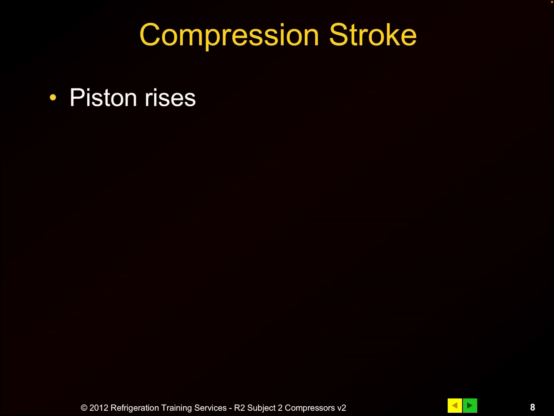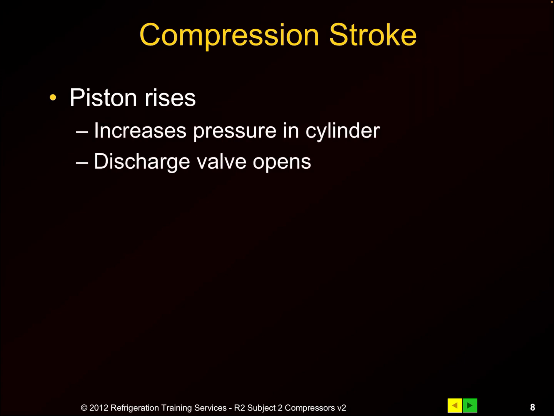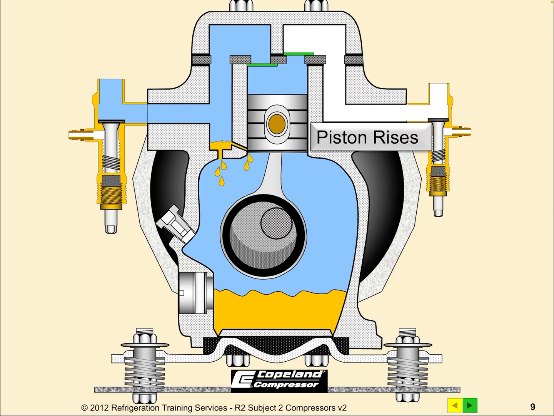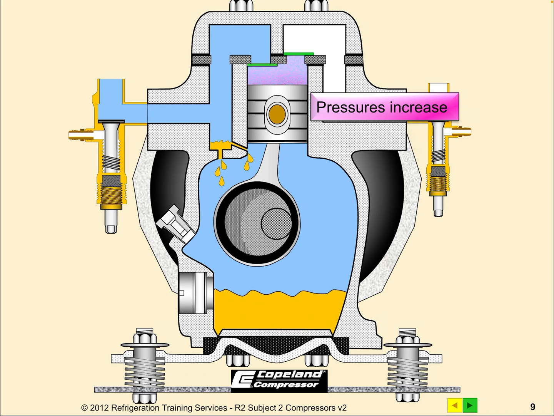Now, the compression stroke is the next phase. Once we reach bottom dead center, we're going to allow that piston to rise up. The pressure will go up in the cylinder. The discharge valve has to open up. As we move that piston up, look at what we're doing to the space. One of the gas laws says if I decrease the space or the volume, the pressure would indeed rise. It's a little bit of common sense.